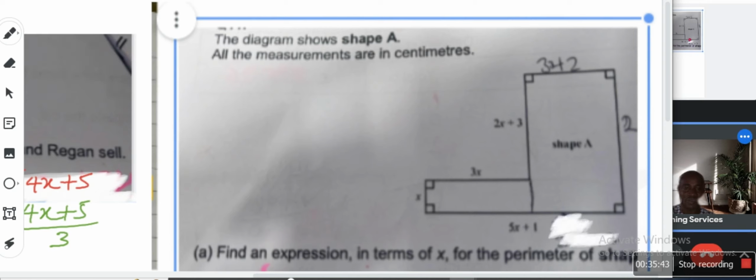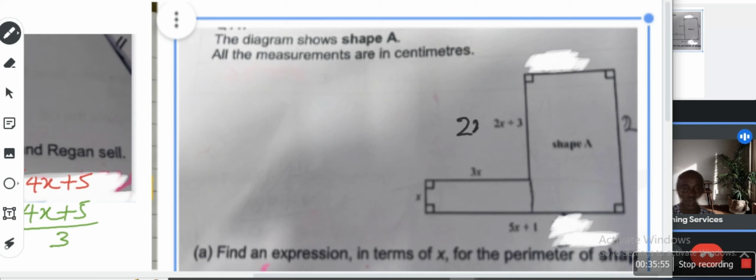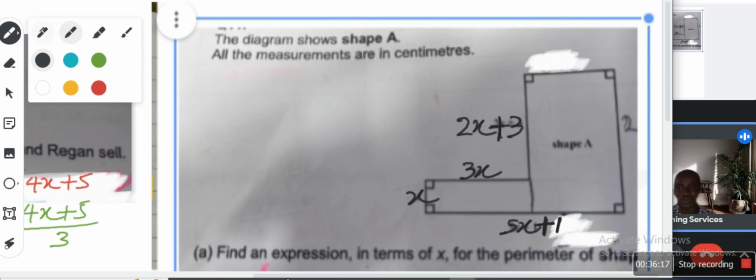Let me remove what you did earlier so that it doesn't prompt you. By the way, this should be written out better. This place is actually 2x plus 3. This one is 3x. This whole place is 5x plus 1. And this place is x. I hope you can attempt this. Let me call it an exercise. You should be able to attempt it.